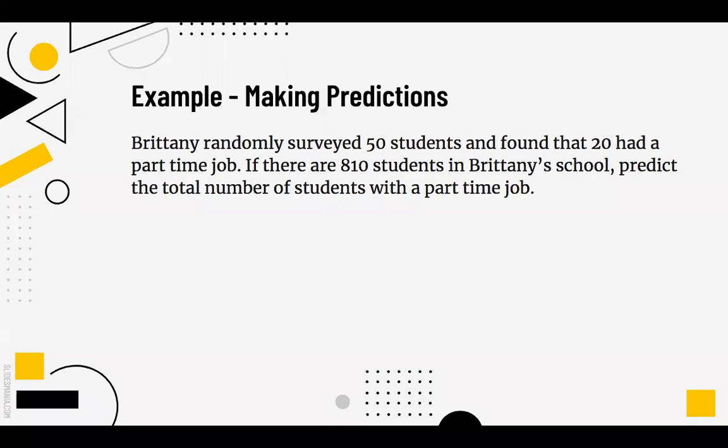Okay. Brittany randomly surveyed 50 students and found that 20 had a part-time job. If there are 810 students in Brittany's school, predict the total number of students with the part-time job. So there are two things that we are talking about. We are talking about the total number of students, and we're also talking about students with part-time jobs, right?